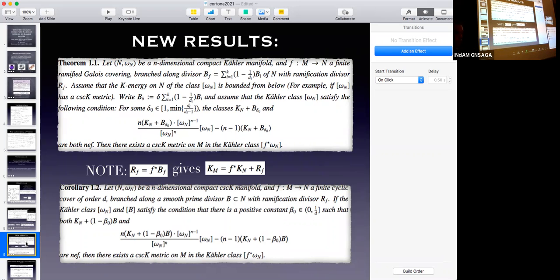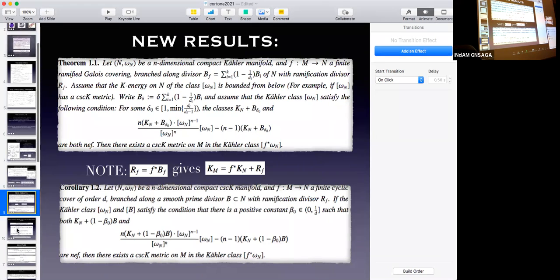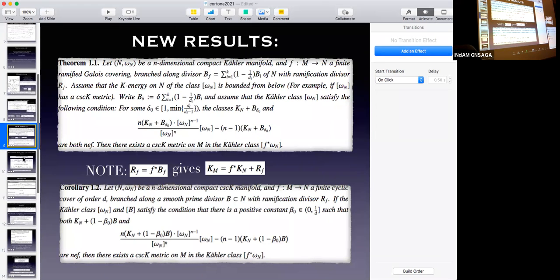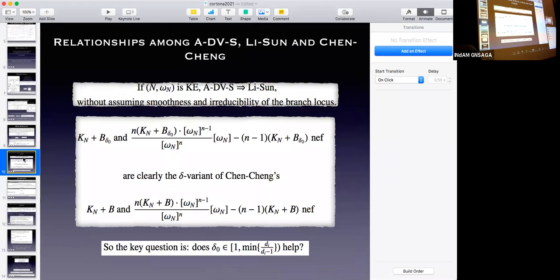So of course, the obvious question is: does it help or not? Is it significant or not? Because otherwise, it's just playing games with a bit of numerology. This is partly what I already told you. This was the comparison between ours and Chern's. It's just this delta naught appearing.